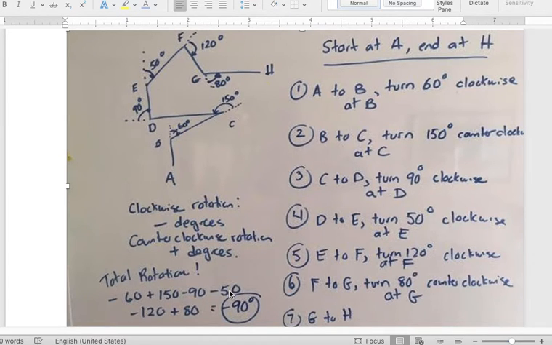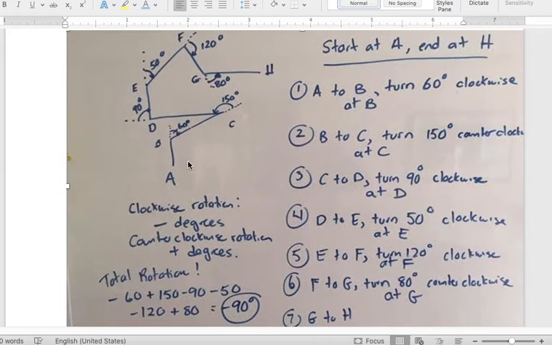So if you take your calculator and you add negative 60 plus 150 minus 90 minus 50 minus 120 plus 80, you get negative 90. Now think about it. Does that make sense? That means the total rotation they did was negative 90. Think about it. When they started at point A, they were facing up, right? They were facing up.